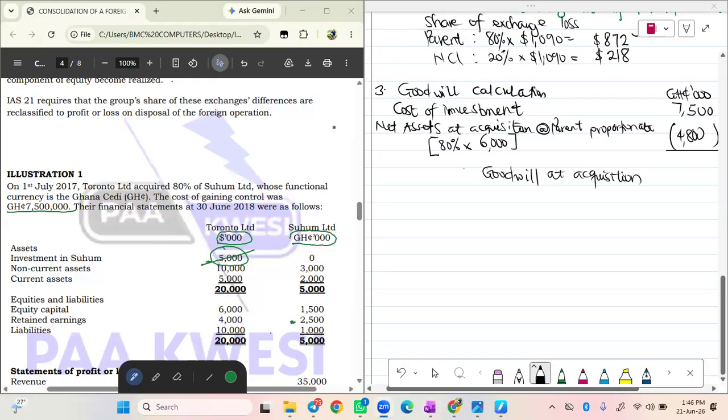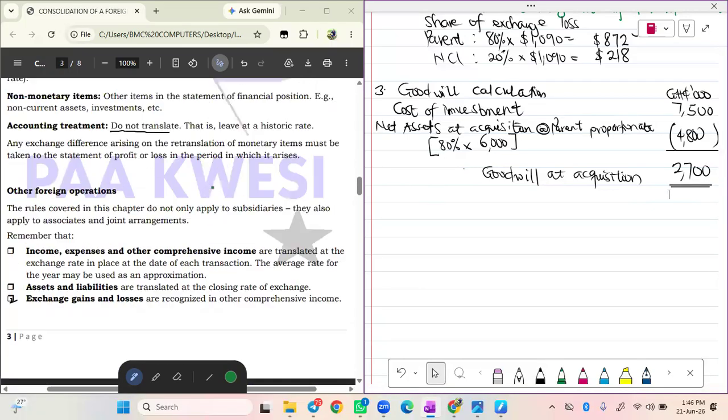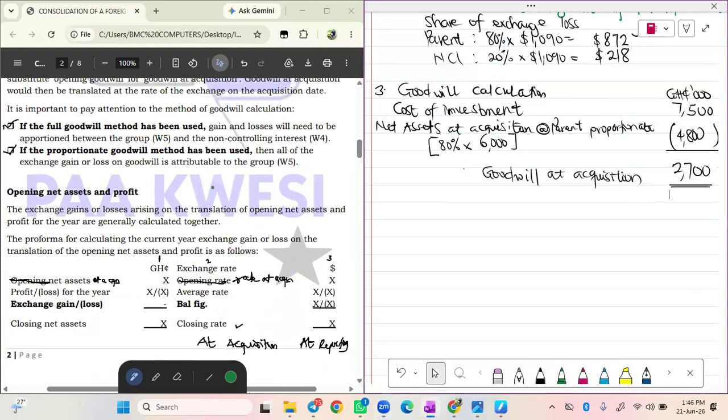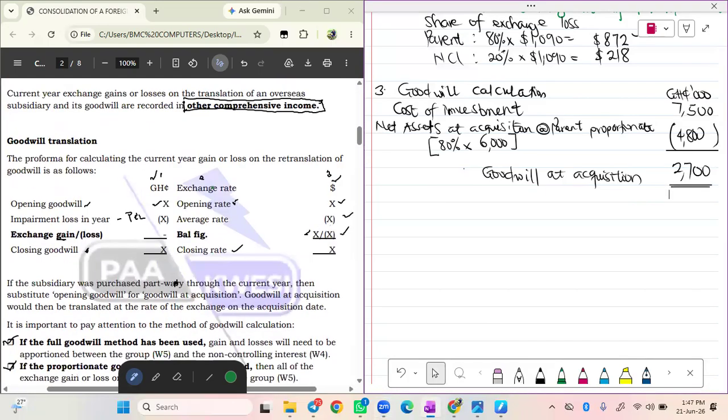So what is the goodwill? There is no impairment. So goodwill at acquisition, 2,700. There is no impairment. So goodwill at acquisition will be the same as goodwill at reporting. Now we have to retranslate the goodwill. Okay, retranslate goodwill.